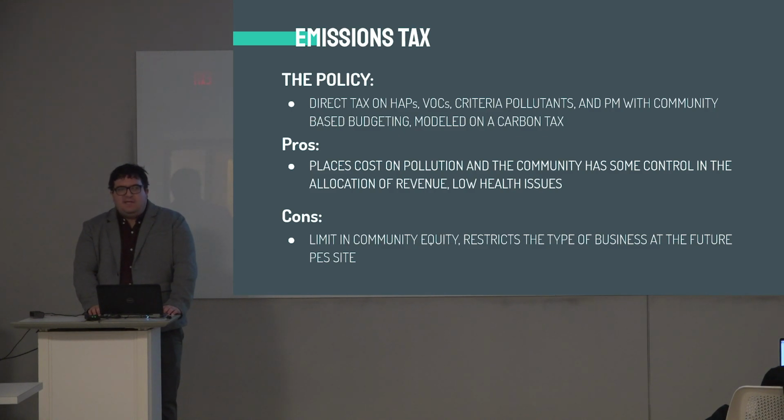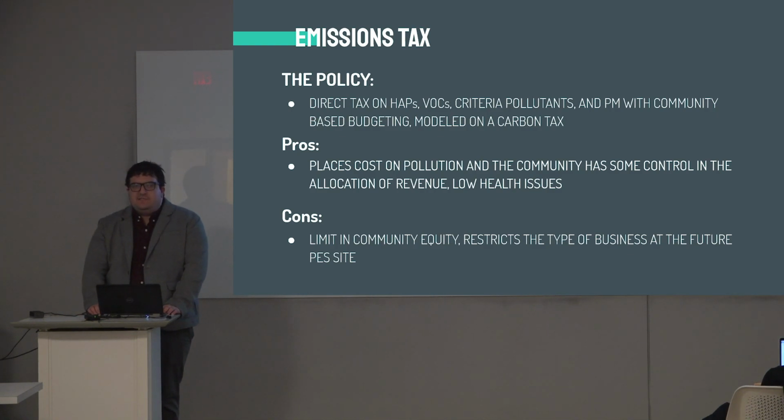We talked about the emissions tax a lot in this class. It was a direct tax on hazardous air pollutants, volatile organic compounds, criteria pollutants, and particulate matter. With that tax came community-based budgeting, modeled on various proposals for a carbon tax. This would allow the community to take the funds that were raised based on the tax and determine how those funds would be spent in their communities. It places a cost on pollution, and the community has some control in the allocation of revenue. And it also hopefully lowers some of the health issues in the affected communities. But it's limited in community equity, and it restricts the type of business at the future PES site. Those were some drawbacks that we found.